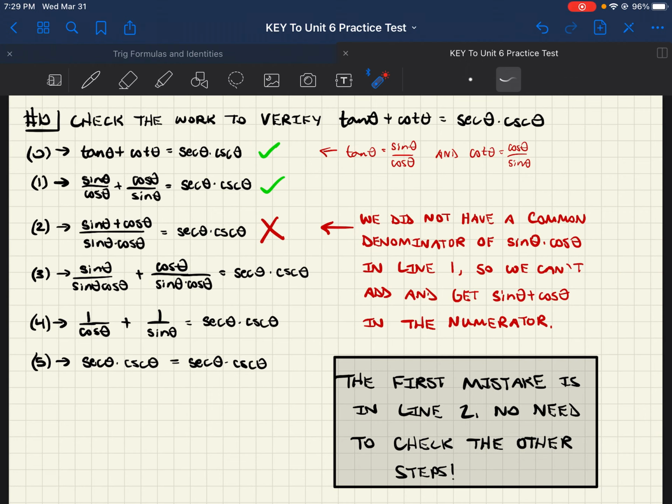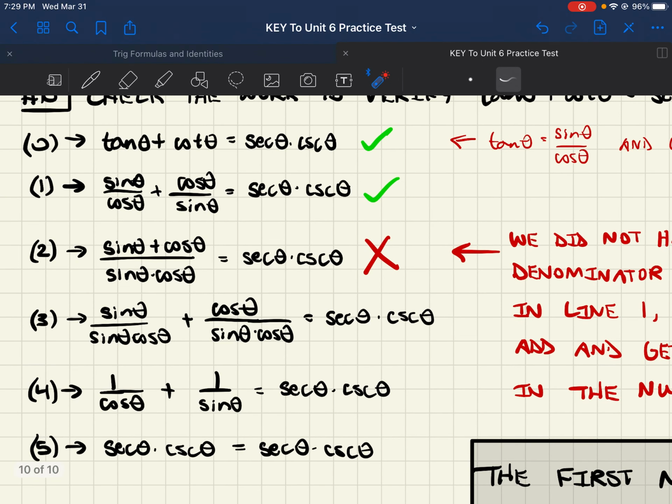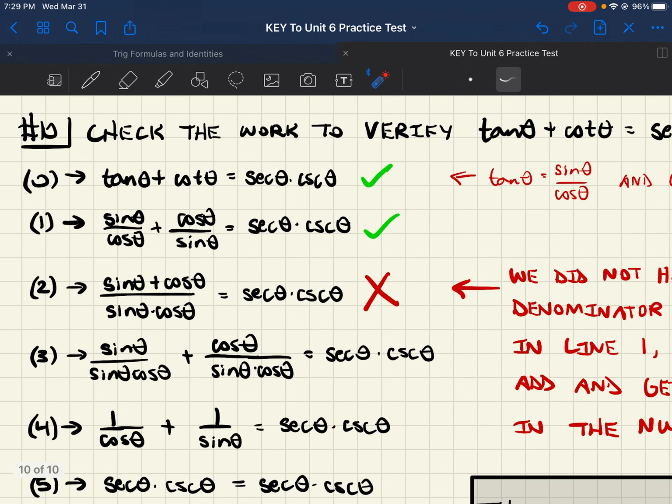Here's our last problem for this practice test. We want to check to verify that tangent of theta plus cotangent of theta equals secant theta times cosecant theta. We want to check to see if this student did the right work. Okay, so line 0 rather. Did they copy the problem correctly? Yes, they did. Line 1, they are decomposing tangent into sine over cosine, which is fine. Cotangent into cosine over sine, also good. So that step is fine.